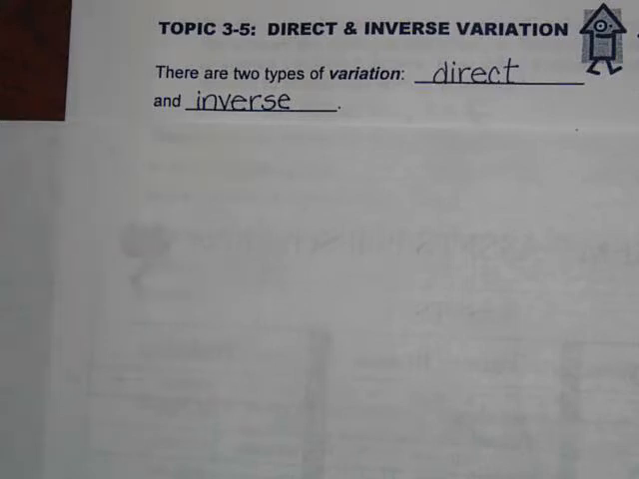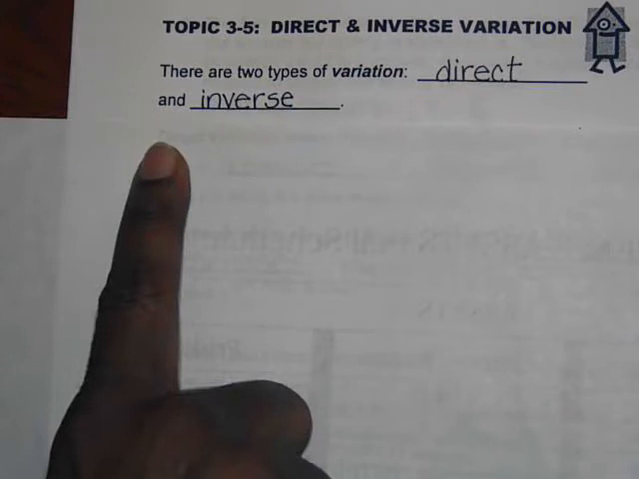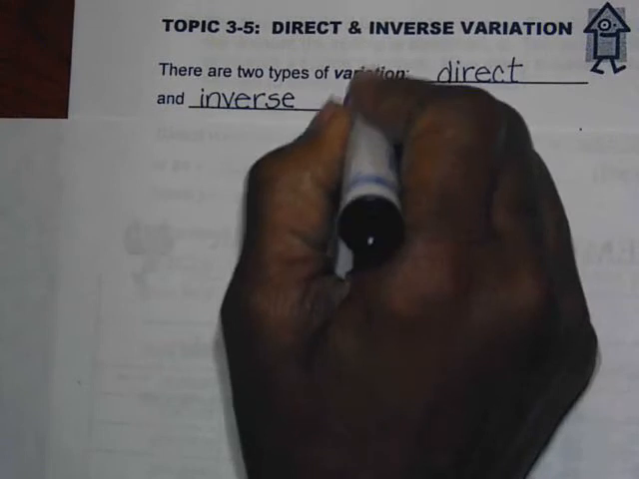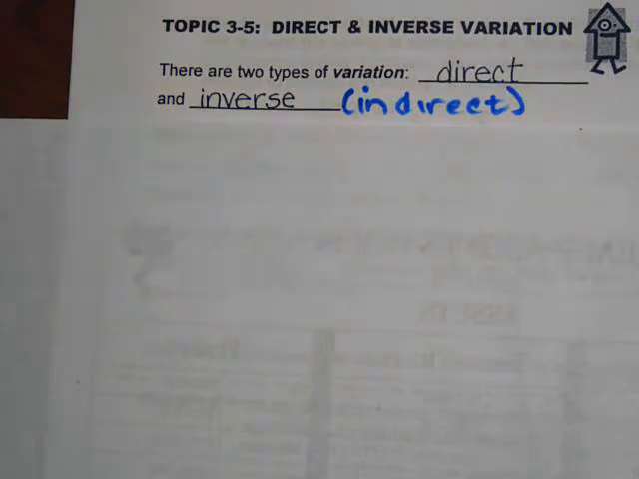Because this is review, I'm going to go through some parts of this fairly quickly, okay? We did this last semester. So there are two types of variations, direct and inverse. Sometimes inverse is also called indirect. They mean the same thing, okay? But you need to be familiar with the term in case they use it, all right?